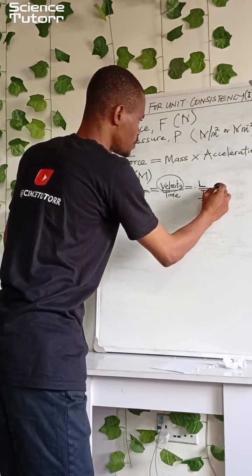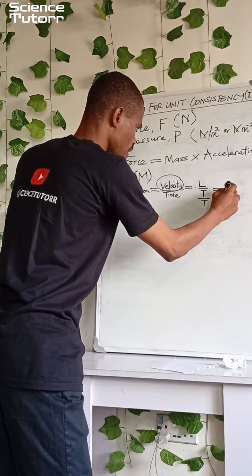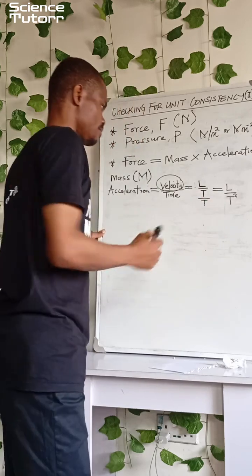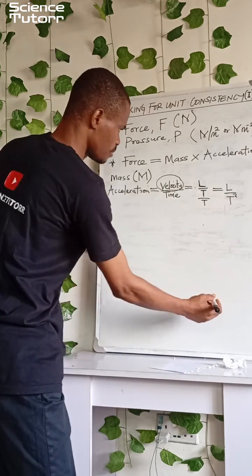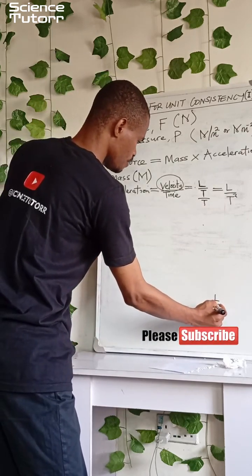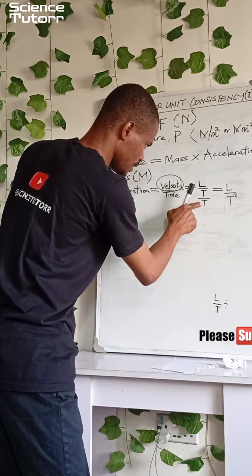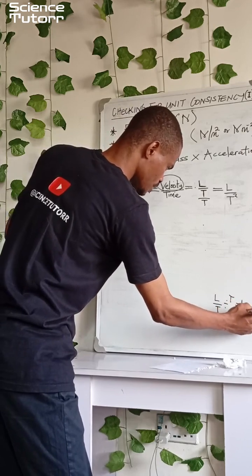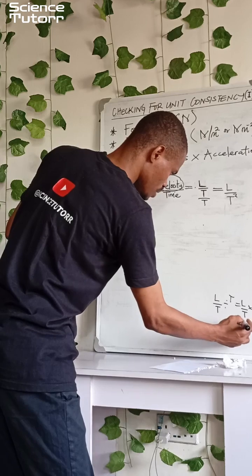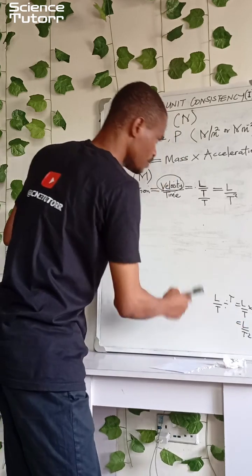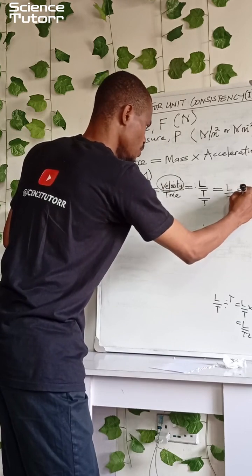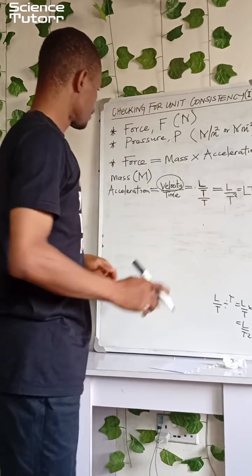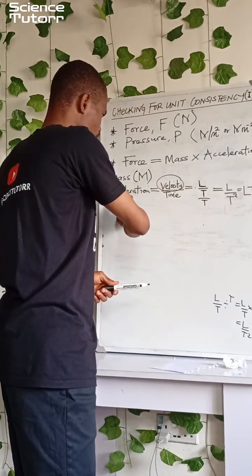At the end of the day, we have something like this: L over T squared. As this T comes down, basic mathematics, where we have L divided by T divided by T, which automatically means L over T times 1 over T, which makes L over T squared. Another way of writing this is L T minus 2. So this is for acceleration.